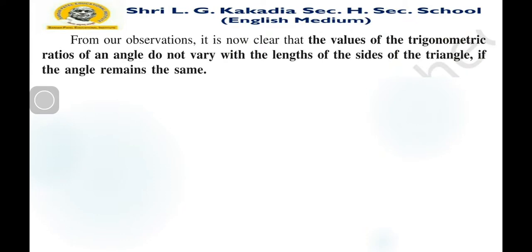From our observation, it is now clear that the value of a trigonometric ratio of an angle does not vary with the length of the sides of the triangle. If the angle remains the same, then the ratio does not change.